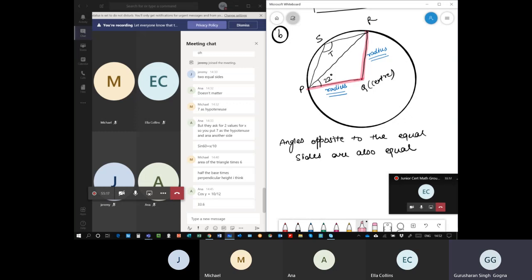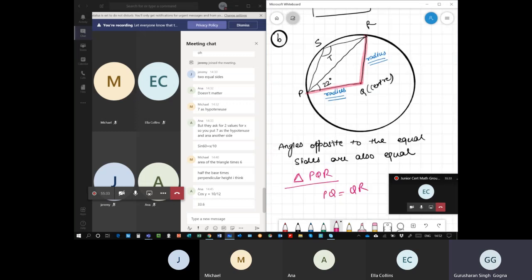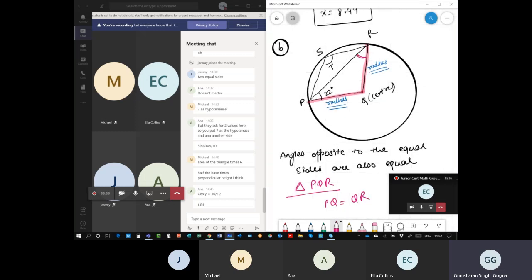So which triangle am I talking about? I'm talking about triangle PQR. In this triangle, PQ is equal to QR, so this angle here should be 22 as well. And if this is 22 and this is 22, you can also work out this angle.